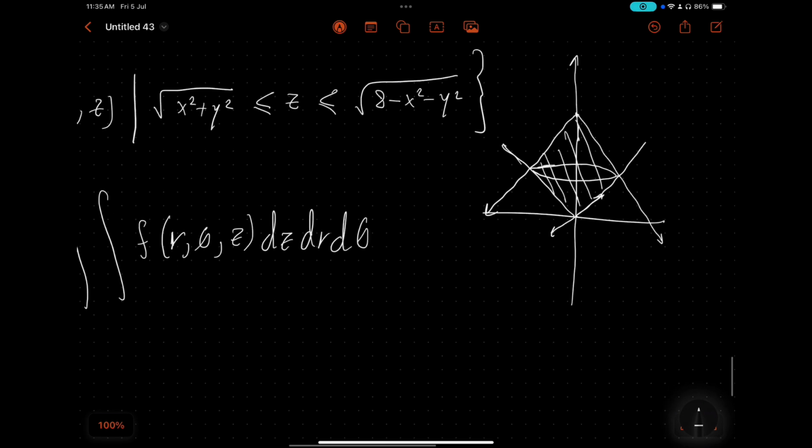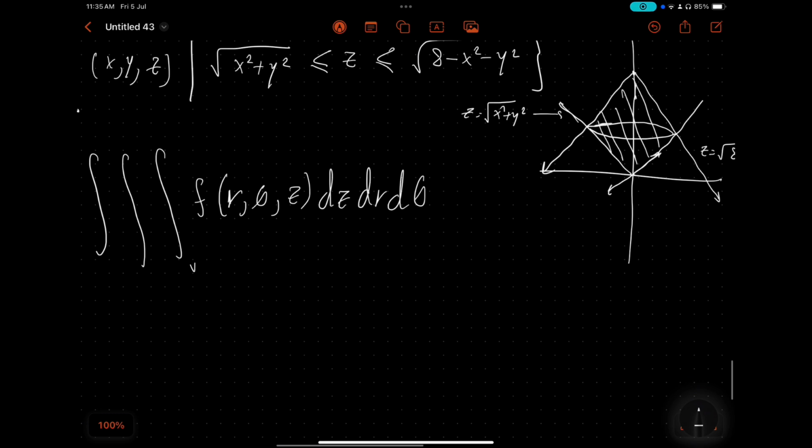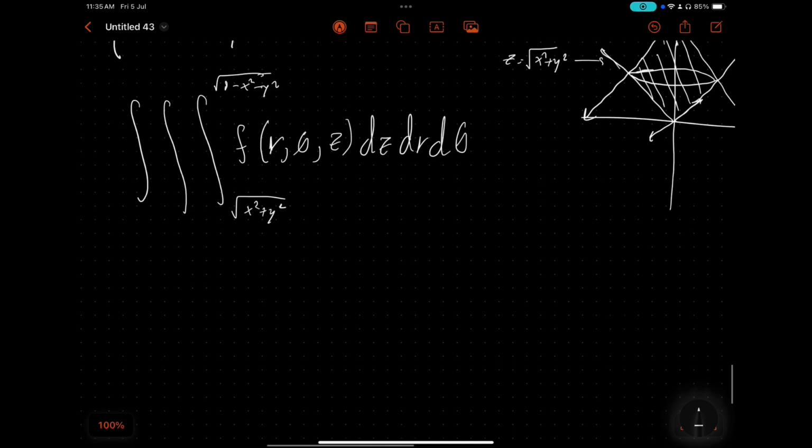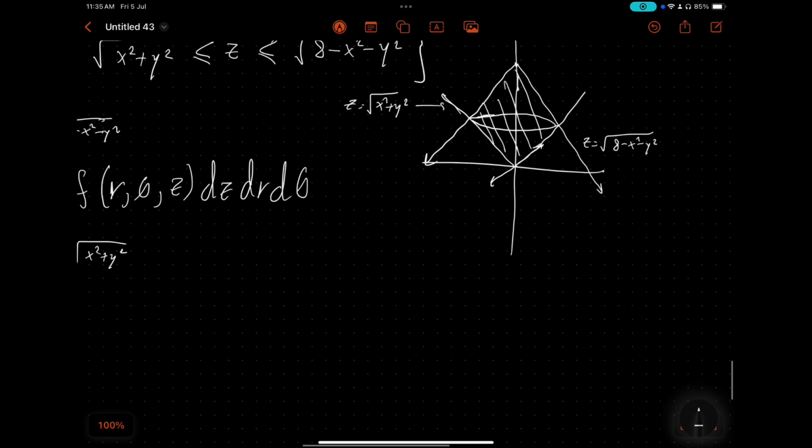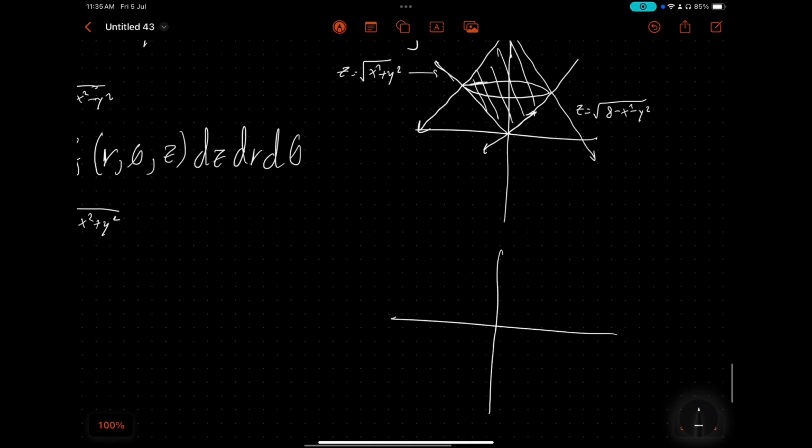So the graph at the bottom is just z equals the square root of x squared plus y squared, and the one at the top is just z equals 8 minus x squared minus y squared. And so we want to start with the one at the bottom, the square root of x squared plus y squared, up to 8 minus x squared minus y squared. Now this is for the z. Now in order to find the r's, let's draw this in 2D.